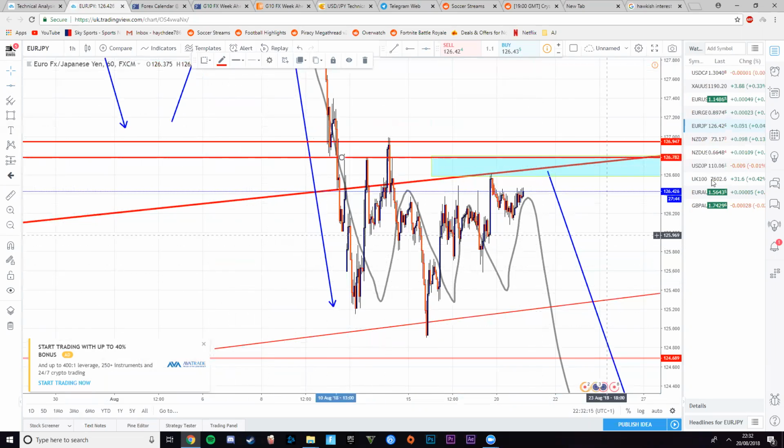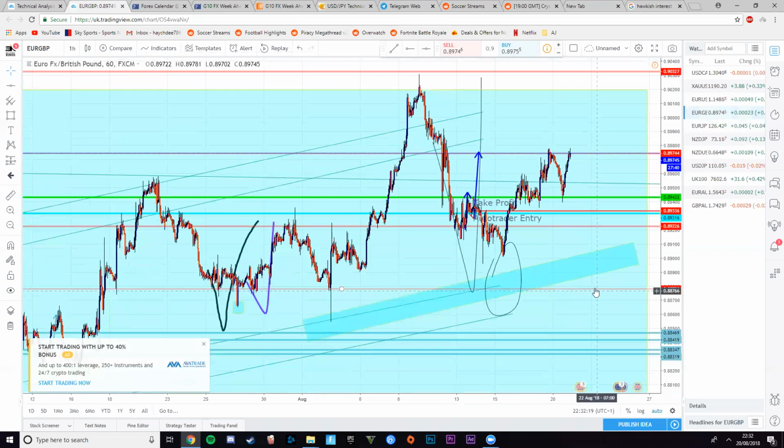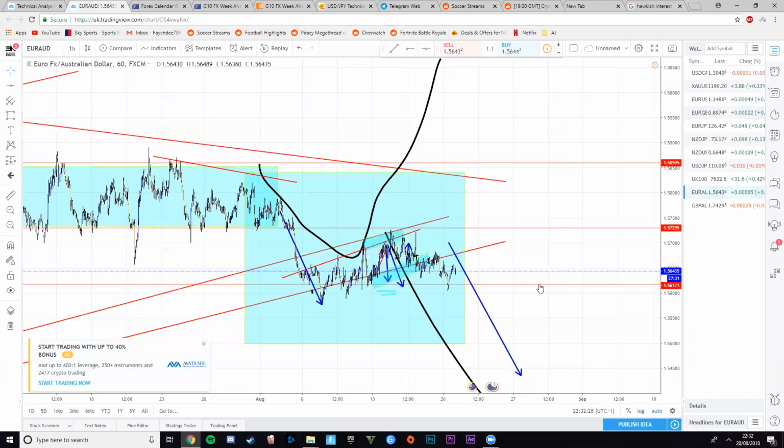Cool. So that's what I'm waiting for on Euro GBP, sorry, JPY. Euro GBP, again, I already think that's going to hit the top and come back down. So I'm just going to wait on that one. Euro AUD, there's news coming out. This is something that we were looking for the other day.